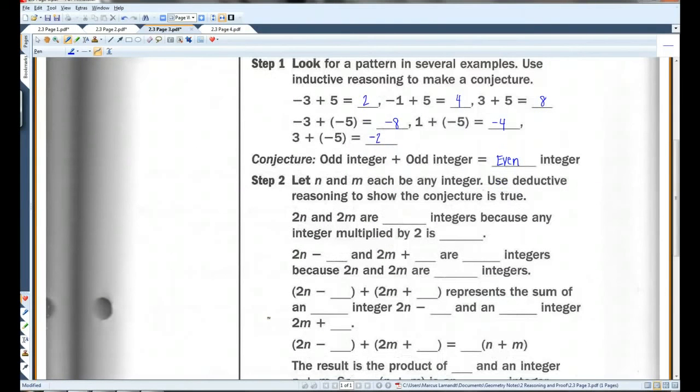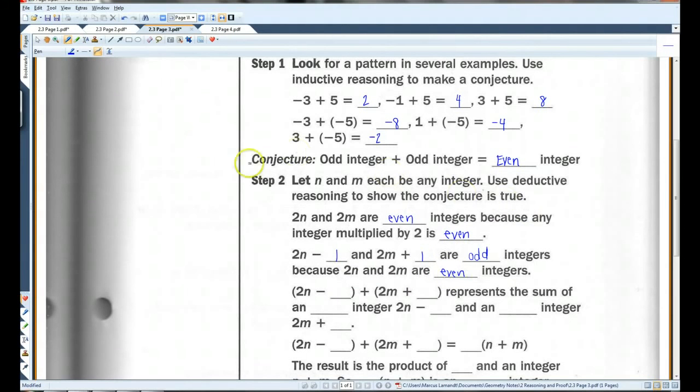Alright, let n and m be any integer. Use deductive reasoning to show that the conjecture is true. 2n and 2m are even integers because any integer multiplied by 2 is even. 2n minus 1 and 2m plus 1 are odd integers because 2m and 2n are even integers.